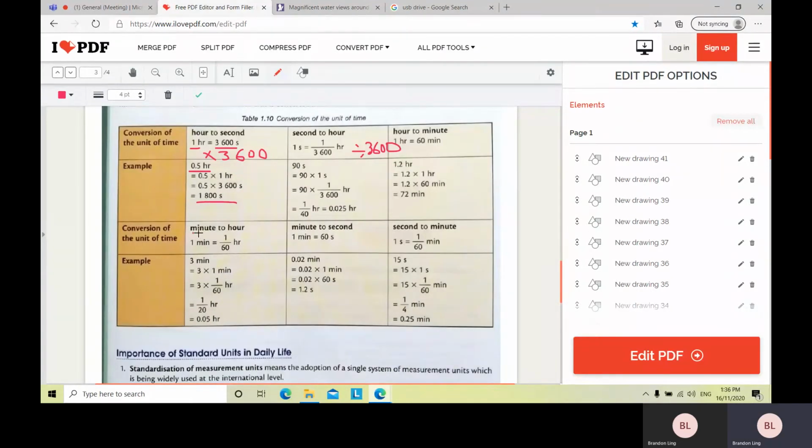If you were to convert minutes to hour, you need to divide by 60, because 1 hour has 60 minutes. So 3 minutes here, when you divide it by 60, you get 0.05 hour. Same goes with the rest of the conversions. For minute to second, you multiply by 60. From second to minute, you divide by 60.